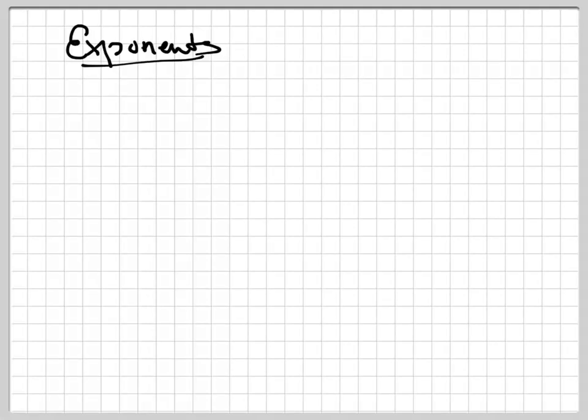Let's talk about exponentials, not exponents. An exponential is an equation that looks like y equals b to the x. That's what an exponential equation looks like.